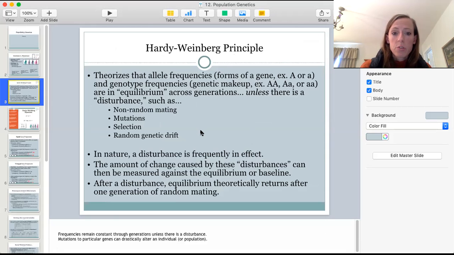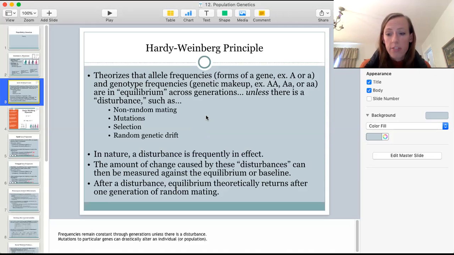Hardy and Weinberg were individuals who theorized that allele frequencies within a population and genotype frequencies within a population are what we call in equilibrium from generation to generation, unless there's some disturbance. So what I mean by equilibrium is that the frequencies are not changing from generation to generation. Theoretically, the frequencies of the alleles and the frequencies of the genotypes should stay the same throughout time, unless there's some force that pushes one frequency out of proportion, or makes one more beneficial to the species, and therefore that one might be selected for.